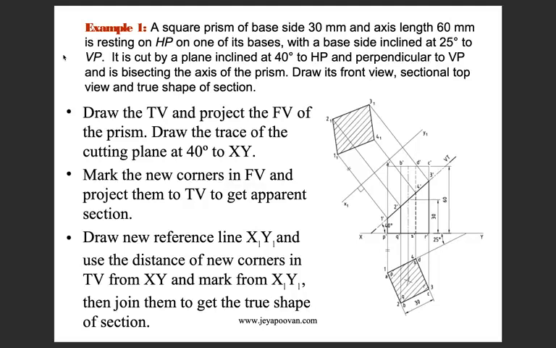Draw the top view and project the front view of the prism. Draw the trace of the cutting plane at 40 degrees to XY. Then mark the new corners in the front view and project them to the top view to get the apparent section. Draw a new reference line x1, y1 and use the distance of the new corners in the top view from XY and mark from x1, y1. Then join them to get the true shape of the section.